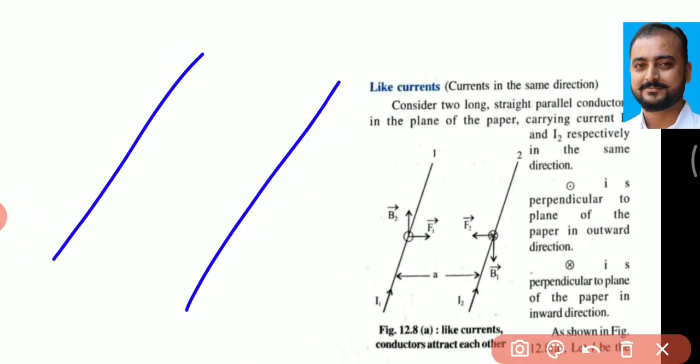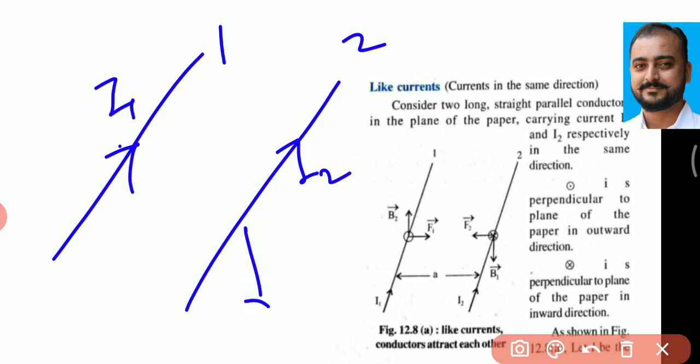Okay, so this is your current I1, current I2, the second conductor, first conductor. Now we just observe that this is the magnetic field produced by conductor 1, experienced by conductor 2. Now what you have is the direction of flow of current I2, and this is the direction of magnetic field. Here what you observe?